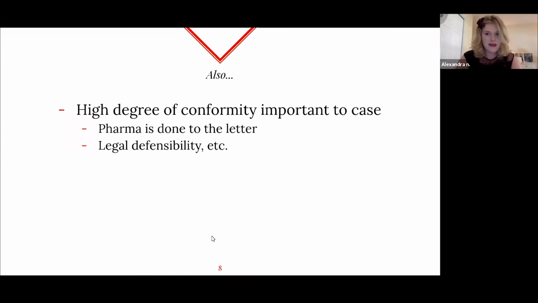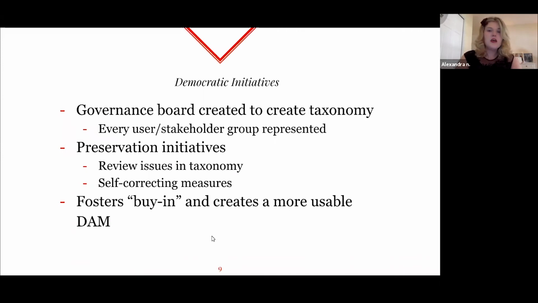So how did they avoid this? The first set of initiatives that they did is what I like to call their democratic initiatives. They created, as a couple people have mentioned here today, a governance board. This governance board had every user and stakeholder group represented, and it was this group that created or really amended the taxonomy. From there, they also created preservation initiatives.